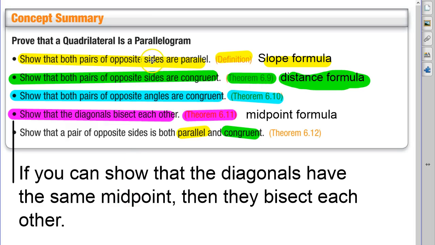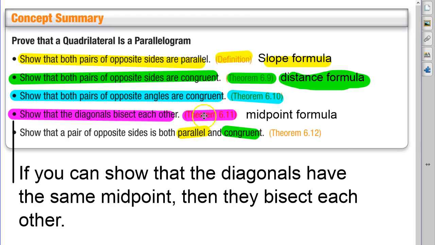Prove both pairs of opposite sides are parallel. That's by definition. If you need to do it with points, you do it with the slope formula. Show both pairs of opposite sides are congruent. That's theorem 6.9. We'd use the distance formula for that. Show that both pairs of opposite angles are congruent. That's theorem 6.10. That we just have to either have or we don't.